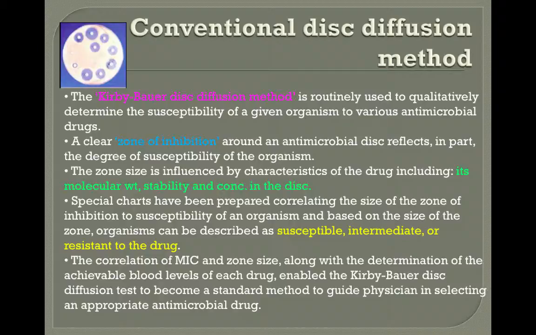So there's a correlation of the minimum inhibitory concentration and the zone size in this Kirby-Bauer disc diffusion method, along with the determination of achievable blood levels of each drug, right? If somebody takes an antimicrobial drug, we have to know how well it diffuses into the bloodstream, because it's not going to go in at the exact concentration as it was in the pill or the liquid, like you give little babies the little kind of syringe full of the liquid of amoxicillin, and they have to drink it down.